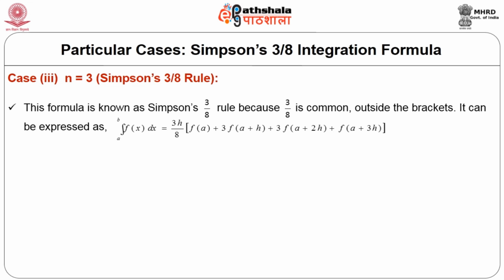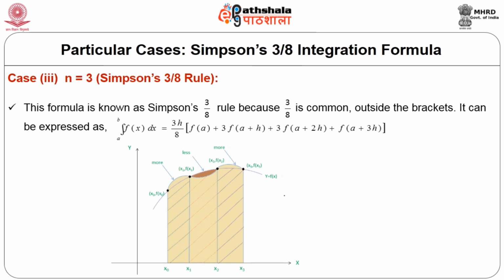The reason for it being called 3 by 8 is again probably that outside the bracket we have the coefficient of h as 3 by 8, and this can be expressed as the integral a to b f(x) dx as 3h by 8 times f(a) plus 3 into f(a plus h) plus 3 into f(a plus 2h) plus f(a plus 3h).